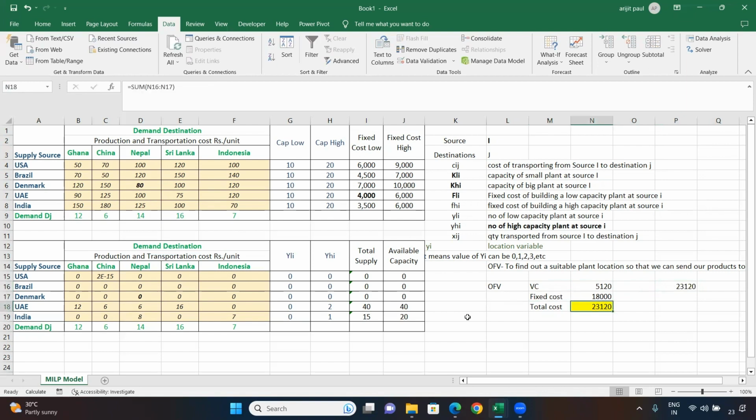Now, suppose we are going to reduce the flexibility of this problem. When I say reducing the flexibility, you remember that for YLI and YHI, we have mentioned an integer variable. So an integer variable can be 0, 1, 2, 3, etc. Now, suppose we are putting an extra condition saying that in each location, we are going to set up only one plant. Then what do we need to do?